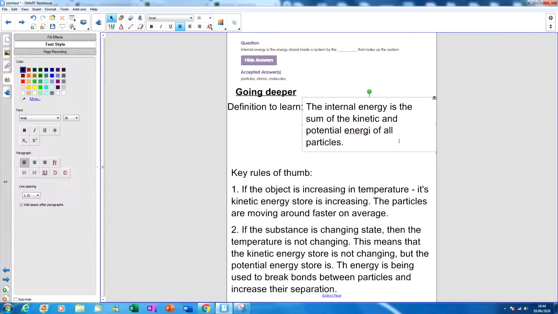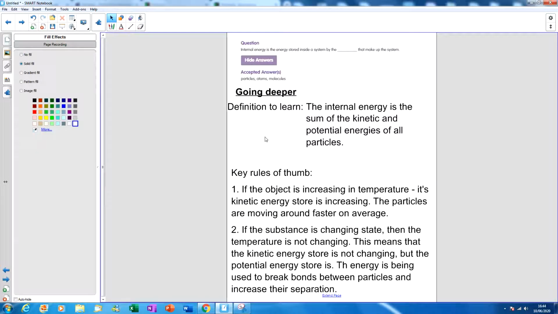Let's correct that spelling for you. Of all particles. So every particle has a store of kinetic energy. It's moving around quickly or slowly, or actually you might consider if a particle's not moving around in a substance, and actually in terms of the laws of what we say thermodynamics, you never ever get a truly stationary particle on a particle level. So that must mean there's always a store of kinetic energy that a particle has.